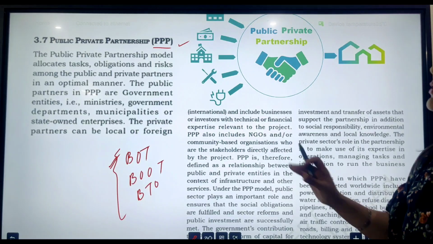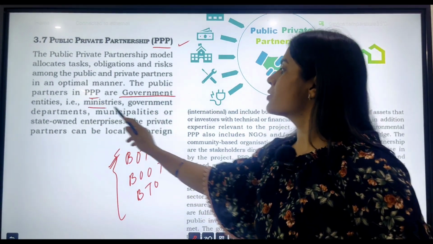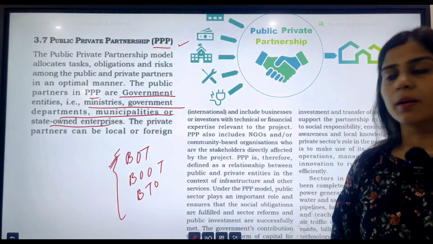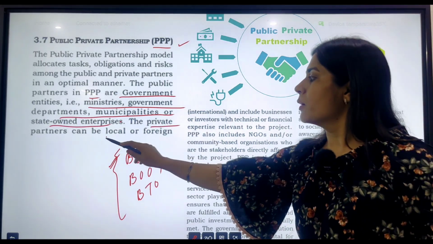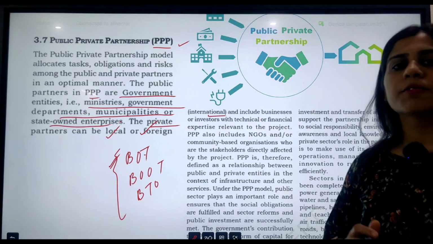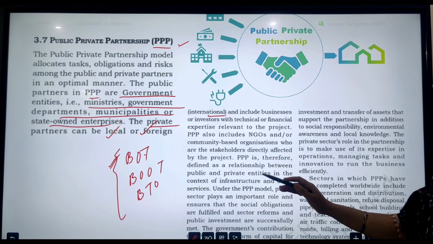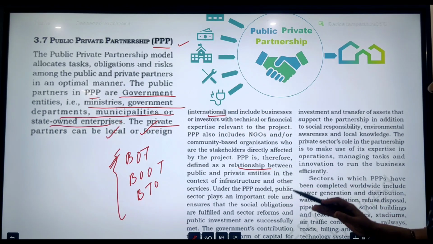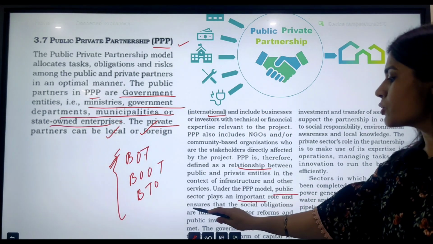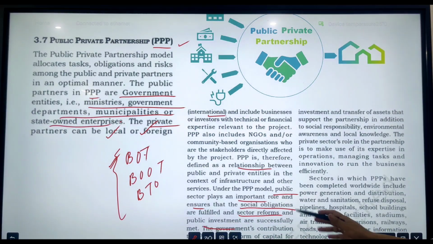But mainly if we see this form, students, there are two entities. The government counterpart can be from ministries, departments, various municipalities, or it can also be a state-owned enterprise of the government. Similarly, the private one can be a local or foreign company. It can be an international company as well, which has expertise in the field of technical and financial management. Then as far as this relationship is concerned, students, generally in the PPP model, the public sector plays an important role as it ensures that social obligations are fulfilled and that reforms and public investments take place successfully.